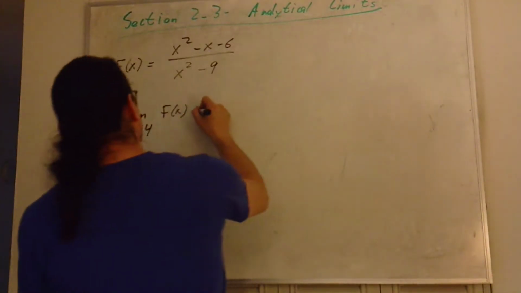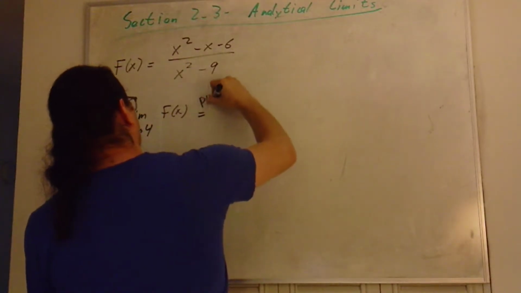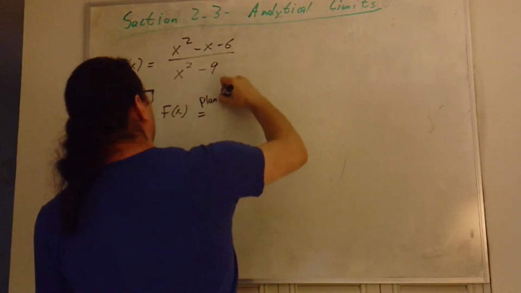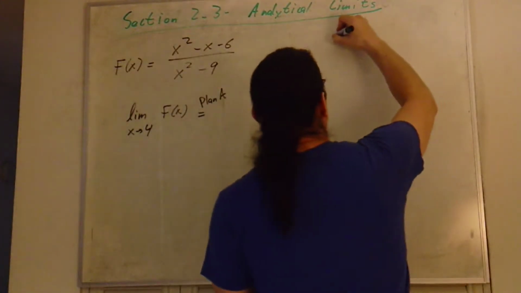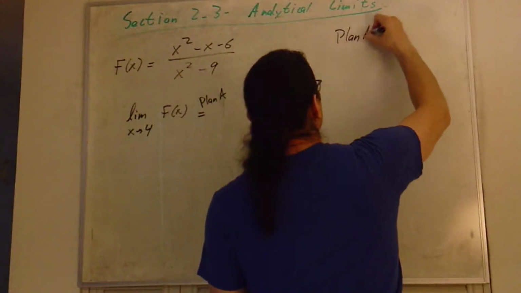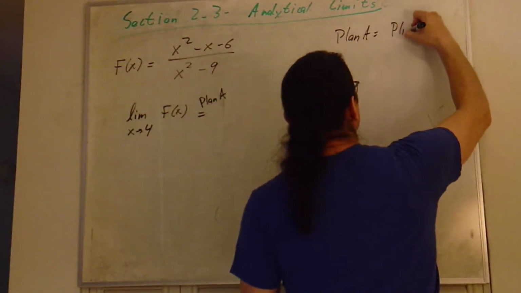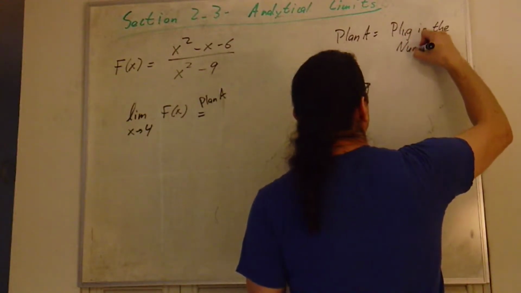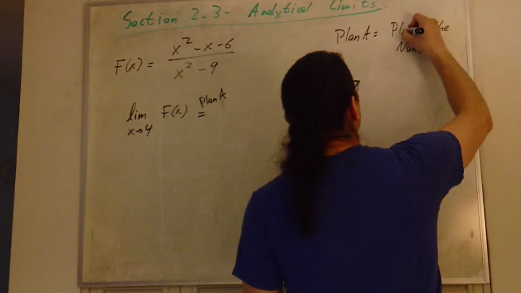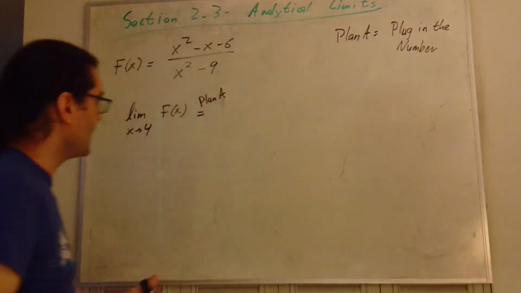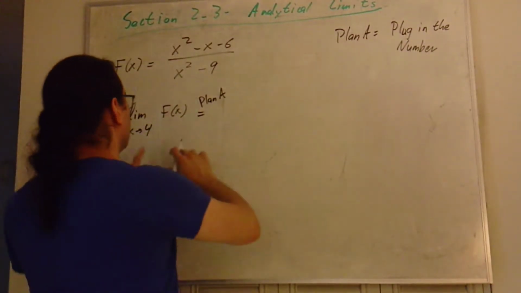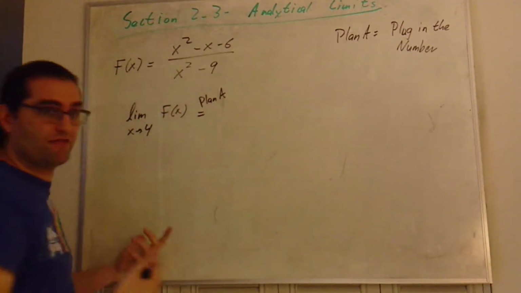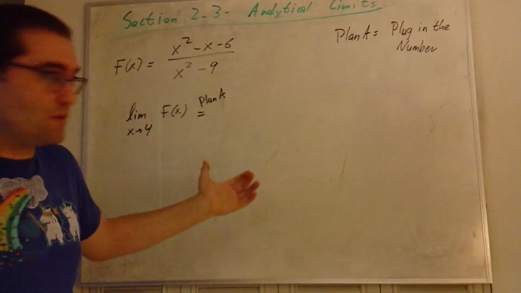So, plan A is plug in the number. That's all we're going to do. We're going to plug 4 into this function as if we were finding f of 4. And if that works, then we're done. That's all we got to do.